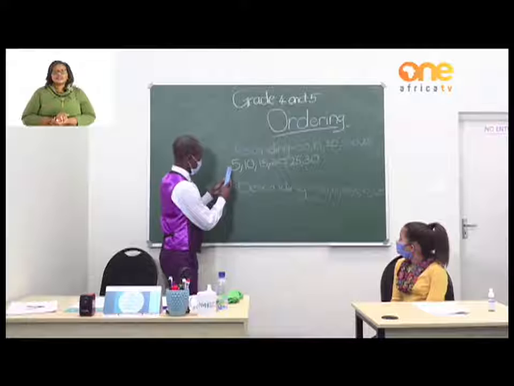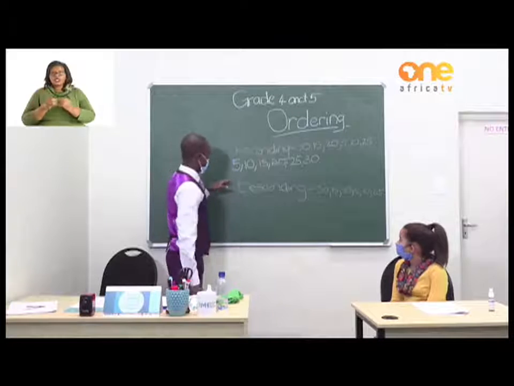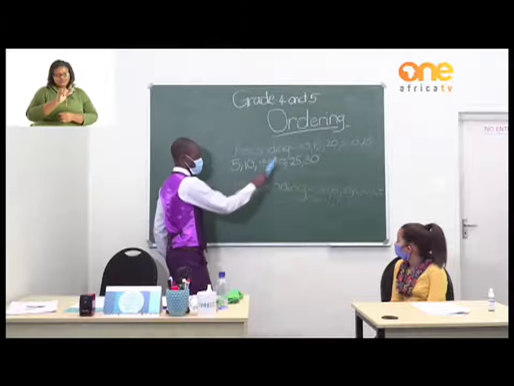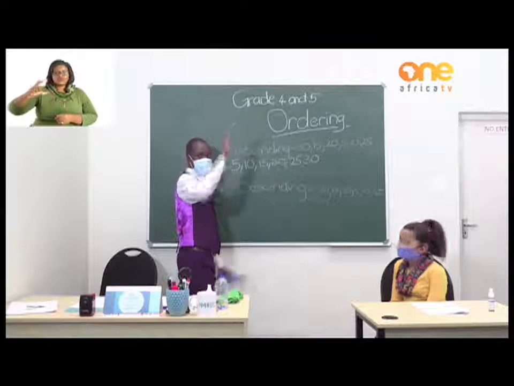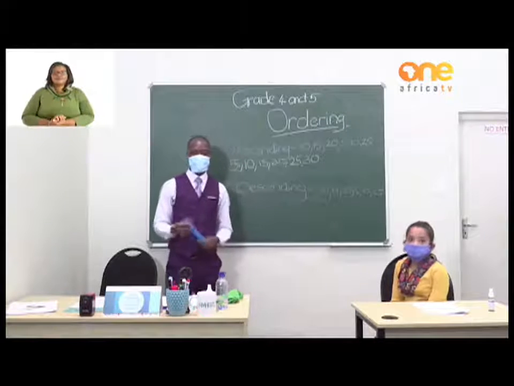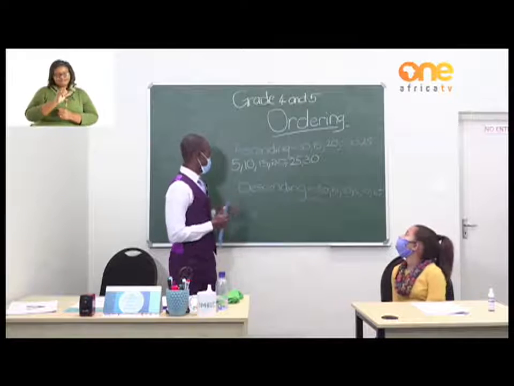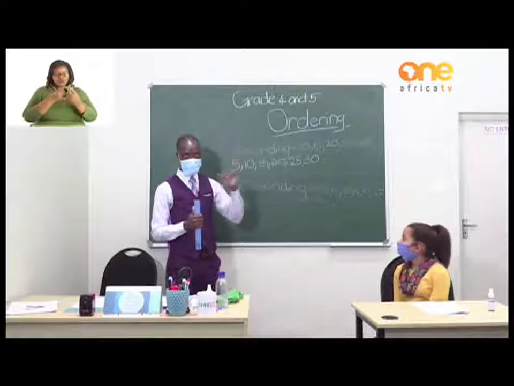If you look at these numbers, you see that their size is increasing as you go up. If you move from 5 to 10, it means these numbers are going up. That is what we do when you are putting numbers in ascending order. We are supposed to check and see whether their values are going up or are going down.